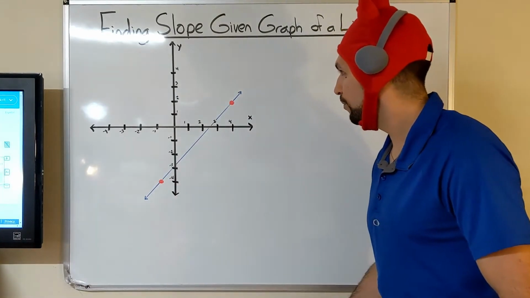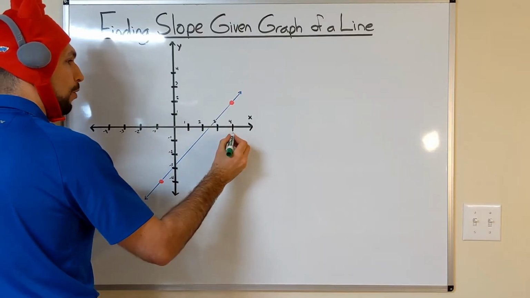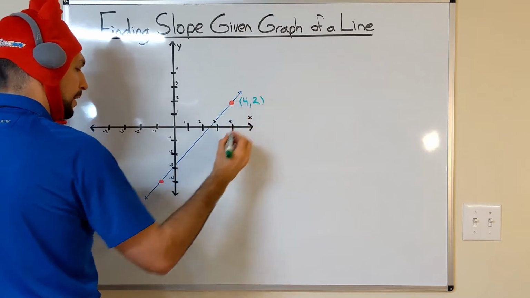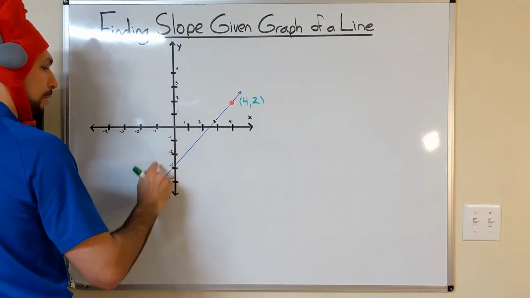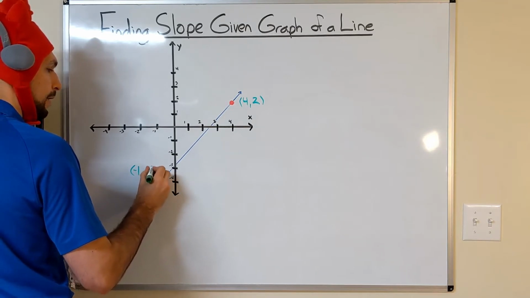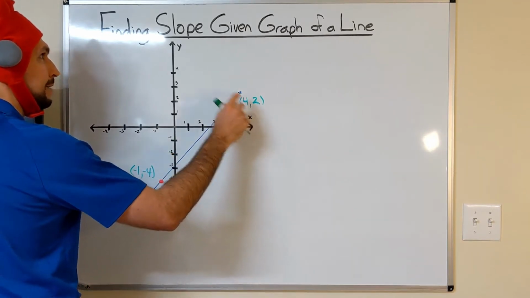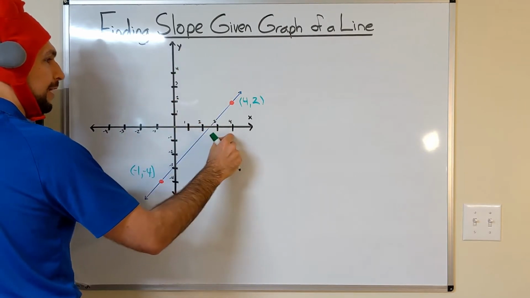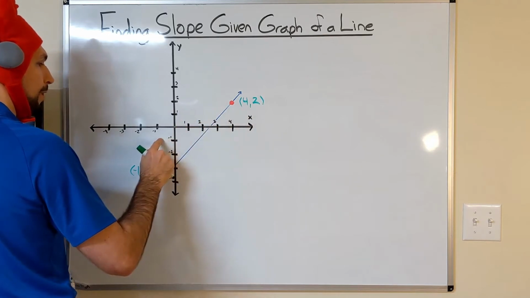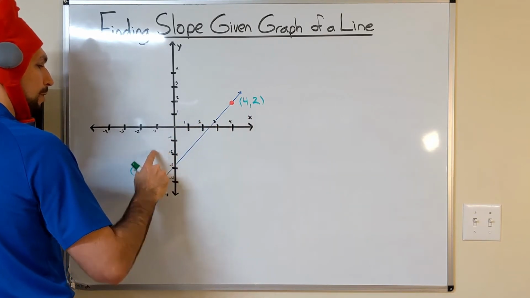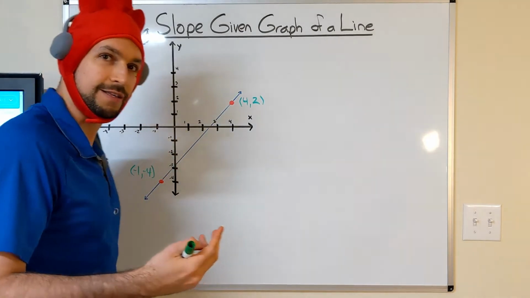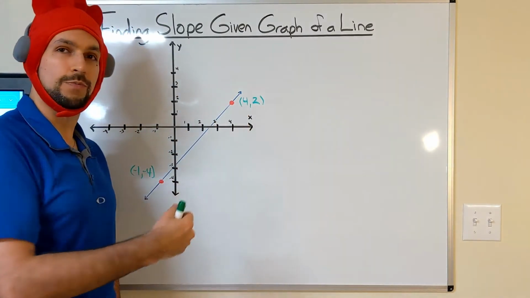I'm going to go ahead and label those points. Those points are 4, 2, and -1, -4. And we always label these in x, y order. So I first look at my x-axis 4, then my y-axis 2, and over here my x-axis -1, my y-axis -4. So there's 2 ways of finding the slope once we can see where these points lie.